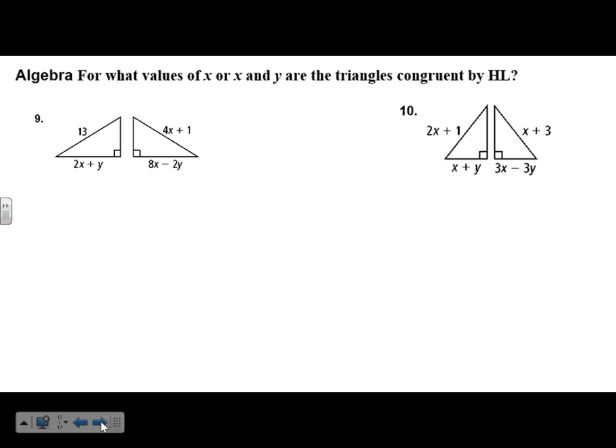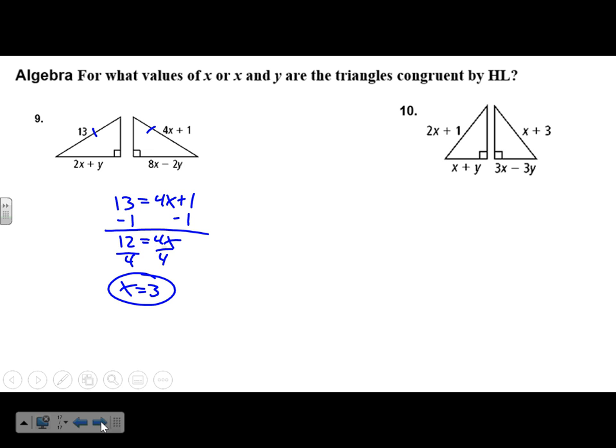How about this one? Again, the hypotenuse has to be congruent, so 13 has to be equal to 4x plus 1. Then solve for x. Don't make that harder than it is. x is equal to 3. And then the leg has to be congruent, so we have 2x plus y is equal to 8x minus 2y. It looks hard, but we know the x is already 3, so go ahead and plug that in.